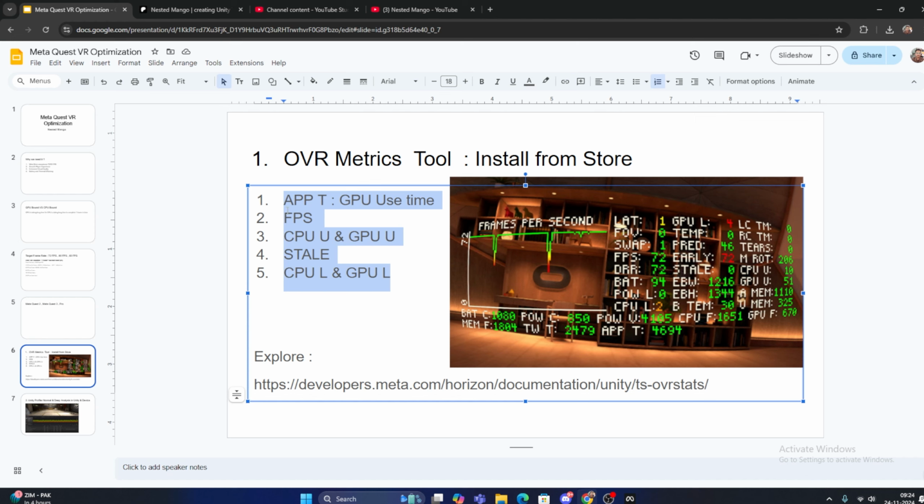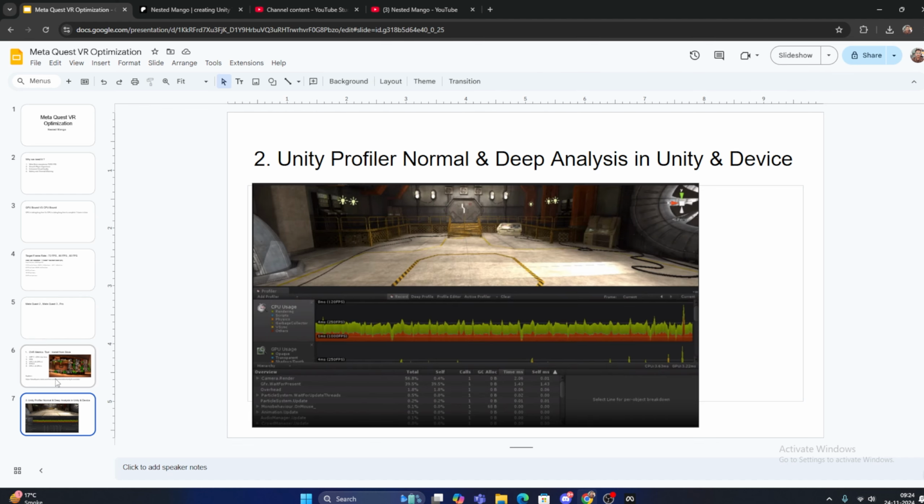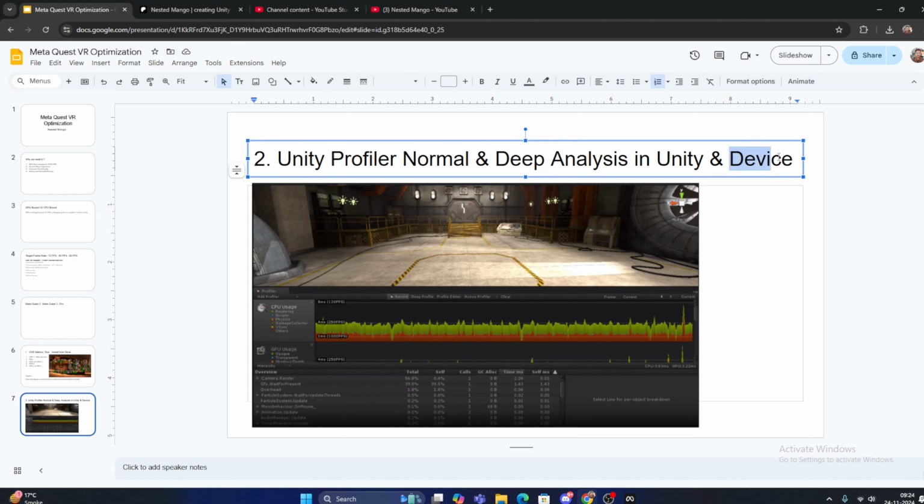And this is the OVR tool, and it is really very important. So the first step will be your OVR Metrics tool. Further on, we will talk about the Unity Profiler and how we will run normal and deep analysis in Unity as well as on the device. In Unity you will get the basic idea, but if you want accurate information, you will have to connect your device with Unity, run it, and see what values come. We will cover this in the next part.